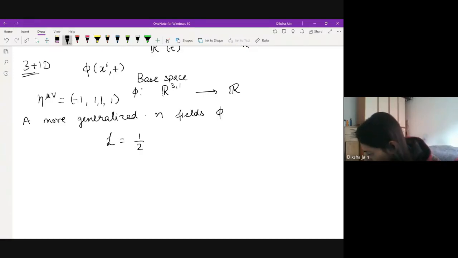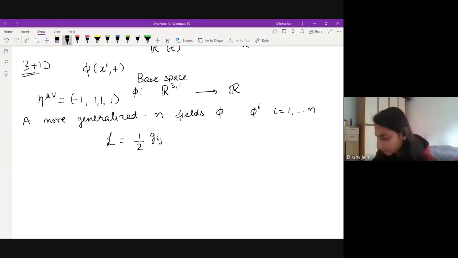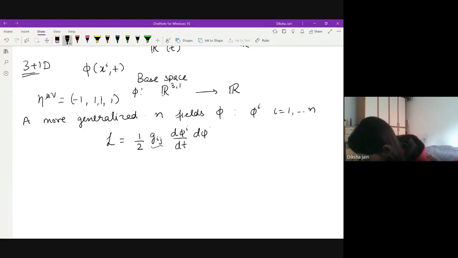So I represent phi as phi I, and I takes values from 1 to n. So I have n scalar fields phi. Now for the kinetic term, there can be mixing. So there will be a metric G_ij, d phi I over dt, d phi j over dt. This is my Lagrangian.